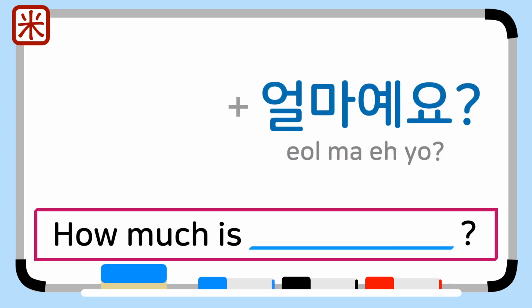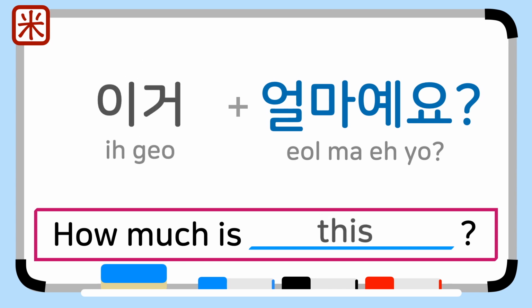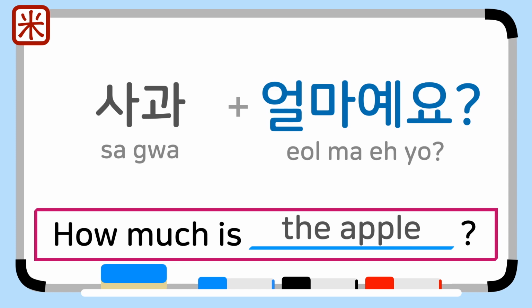Alright, then let's combine the nouns with 얼마예요 to make how much is something. 이거 is equivalent to 이것. We use 이거 more often when we speak. So, 이거 얼마예요? How much is this? 사과 is apple. 사과 얼마예요? How much is the apple?